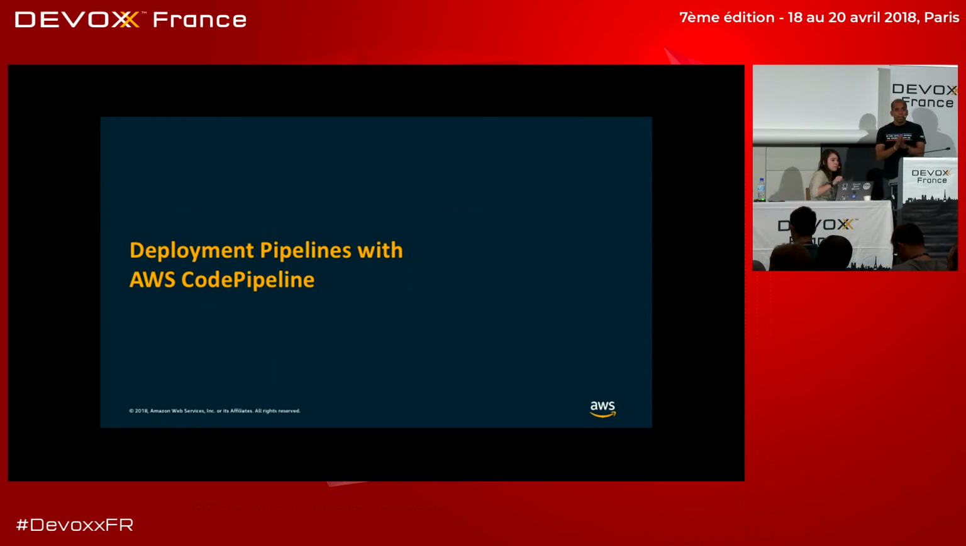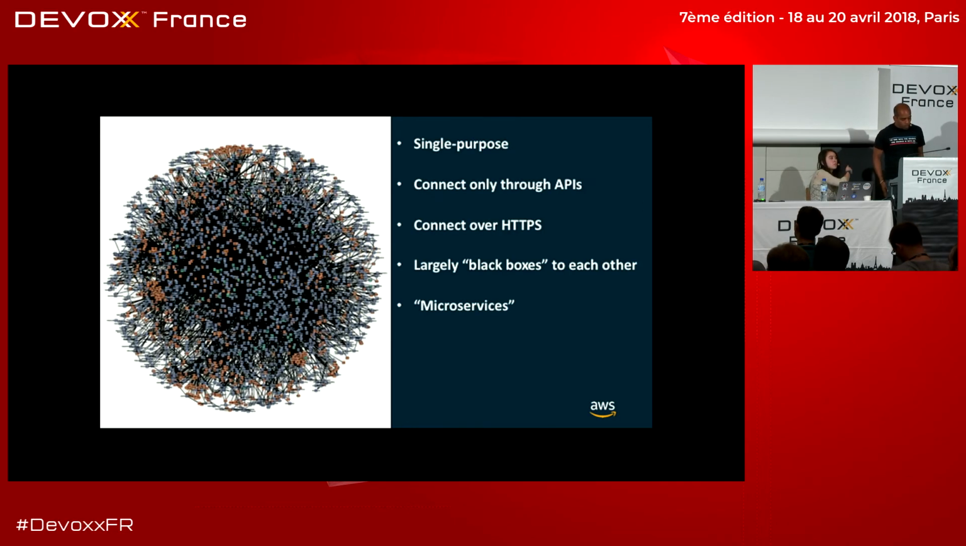Switching gears now. How do we do deployment pipelines with ECS? If you take a look at this, this is the architecture for Amazon.com from about four years ago, 2014. This is a very popular article on all things distributed. And if you look at Amazon.com, it is really built as a set of microservices.